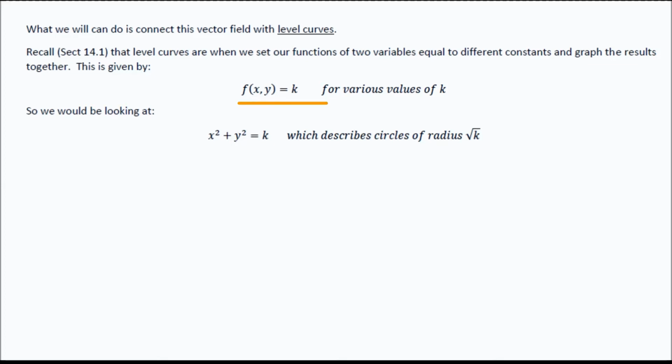Now, for this particular example, my function was f equals x squared plus y squared, so I'm setting that equal to, again, some constant k. Hopefully at this point we know that that's a circle, and so our radius is going to be the square root of k, right? Because it's always x squared plus y squared equals the radius squared, and just kind of working backwards.